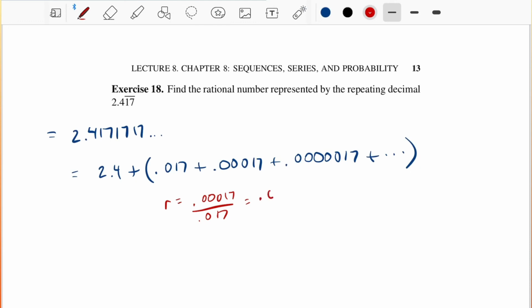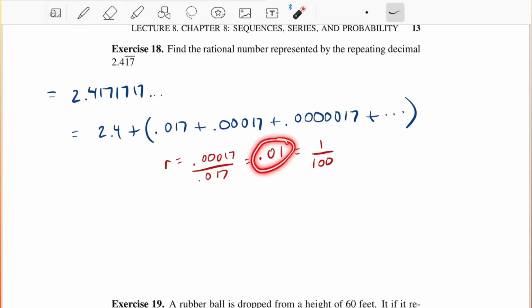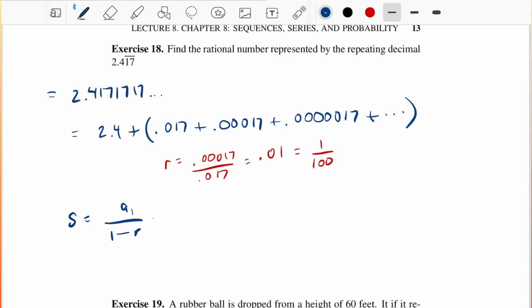It depends whether you prefer to use decimals or fractions. Either one is fine. And because this is an infinite series, we can use the formula, a sub 1 over 1 minus r. A sub 1 is the first term. Notice that we're ignoring the 2.4. We're only focused on the series in the parentheses because that's the repeating part. So this is your first term. And 1 minus r. I'm just going to go with the decimal in this case, so I'll just keep this in decimal form.